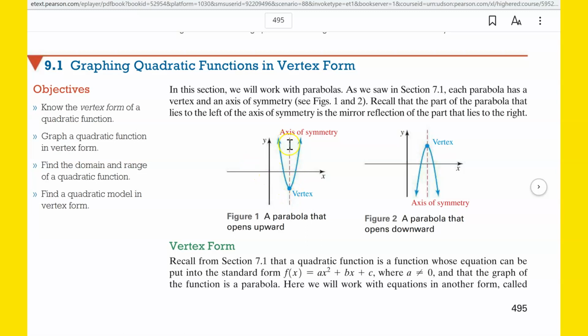This line right here is called the axis of symmetry. It's a line that runs right down the middle of them. And this point right here in the middle where they turn, the turning point, is called the vertex. You see the vertex located right here or right here.